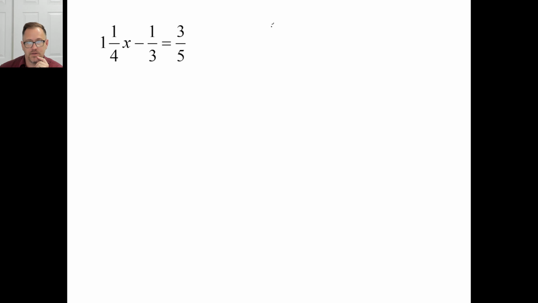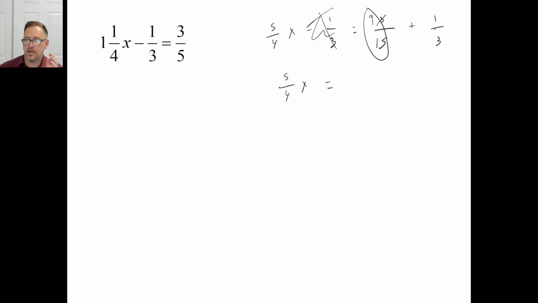Okay, well, this is going to be 5/4 x minus 1/3 equals 3/5. You move this over. In other words, you add 1/3 to both sides. And 5/4 x equals 3/5 plus 1/3. Let's do the common denominator, which is 15, right? So 3/5 multiplied by 3 is 9/15. 1/3 is 5/15. 9/15 plus 5/15 is 14/15.